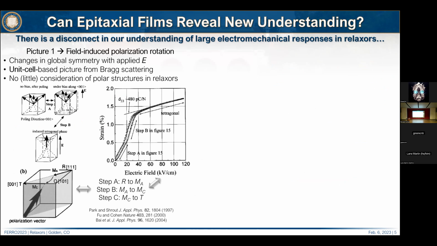So if you look back, there's a lot of work that's focused on trying to understand how field induces polarization rotation inside of these and related materials. And there are all these different pictures that you've seen over the years, where we focus in on a single unit cell and how the polarization might rotate inside of this unit cell to give rise to our piezo response. People have even tried to map these sorts of pictures onto the macroscopic strain and electric field responses in these materials. All right, seems all very good.